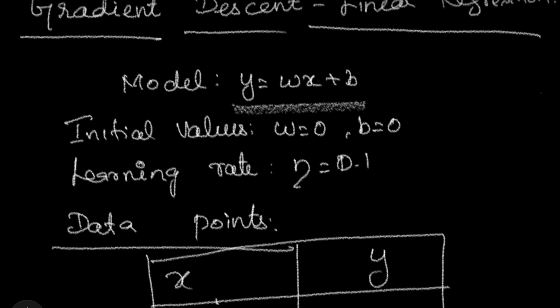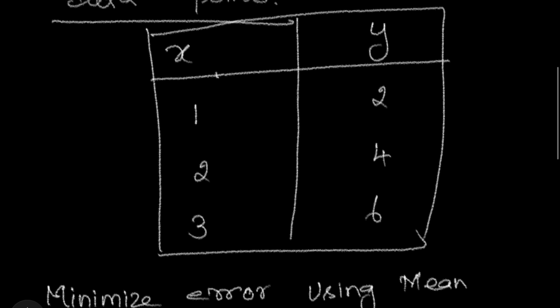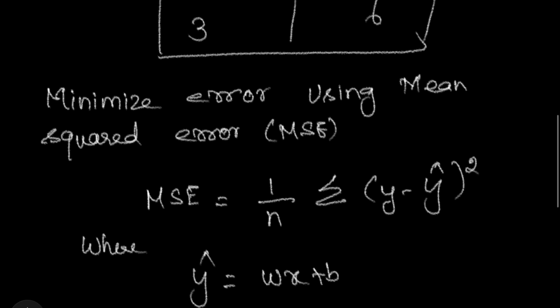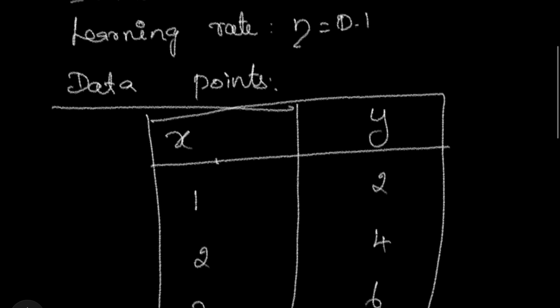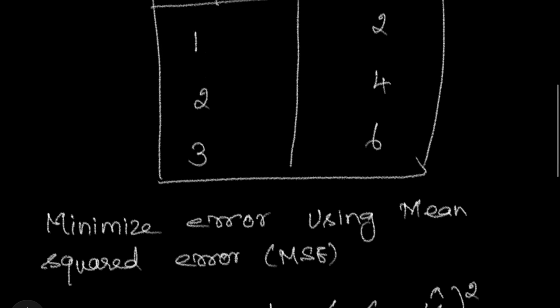So now we are going to solve this problem using gradient descent. The learning rate which is given is eta equals 0.1. Now we have the data points with the values x and y: x is 1, y is 2; x is 2, y is 4; x is 3 and y is 6.